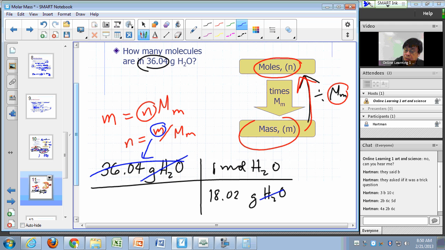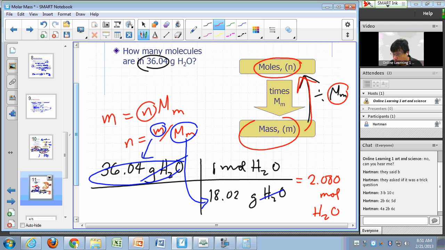Mass is this one. You divide by the molar mass, which is 18.02. So if you did that calculation, 36.04 divided by 18.02, that should give you 2.000 moles of H2O. Not just 2, it's 2.000. Why? You have 4 sig figs here, 4 sig figs here. That one there is an exact number per mole of water. Okay, so that's the number of molecules. The number would be 2 moles.